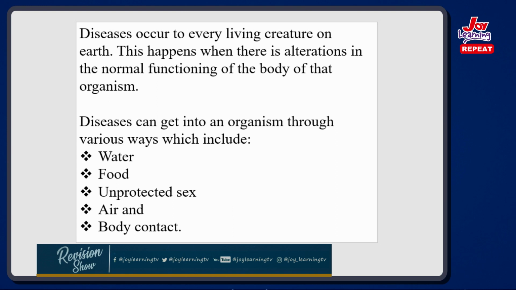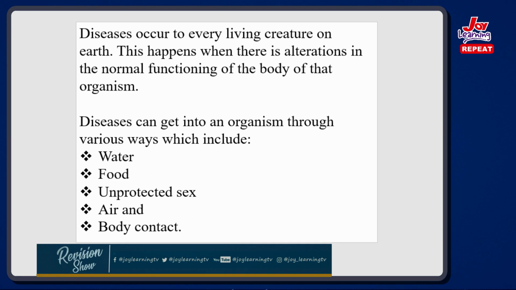Disease can get into an organism through various ways, and some of these ways are through the water you drink. As you drink water, if the water is contaminated, then there will be alterations in your body system or the normal functioning of your body. And also the food that you eat. Whenever water and food become contaminated or polluted, certain microorganisms will be introduced into your system, and that will result in you getting malaria and the rest.